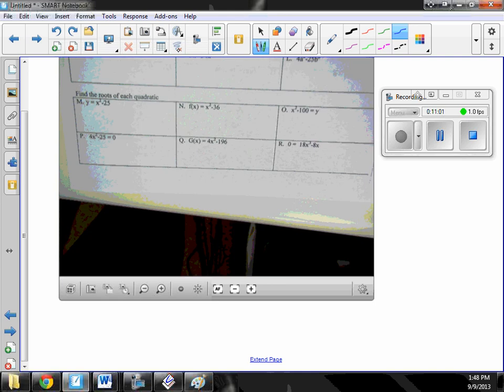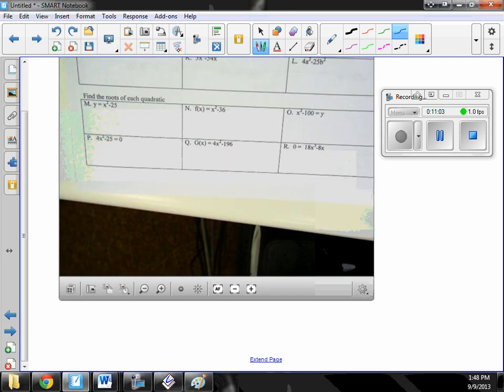Okay, letter M. Now, instead of just looking for the factors, we want to know the roots. And remember, the roots are the places where the graph touches the x-axis, or they're also the numbers you plug in to make the equation equal 0.